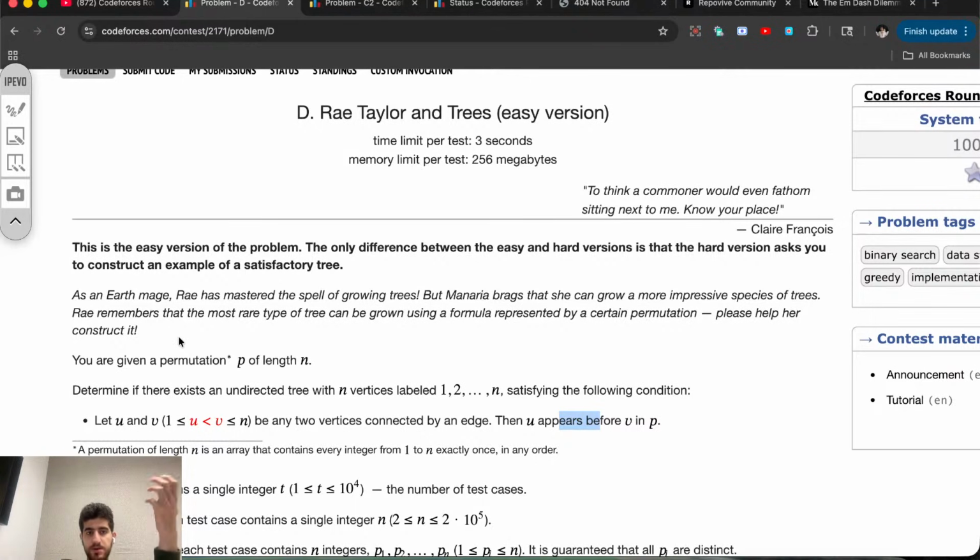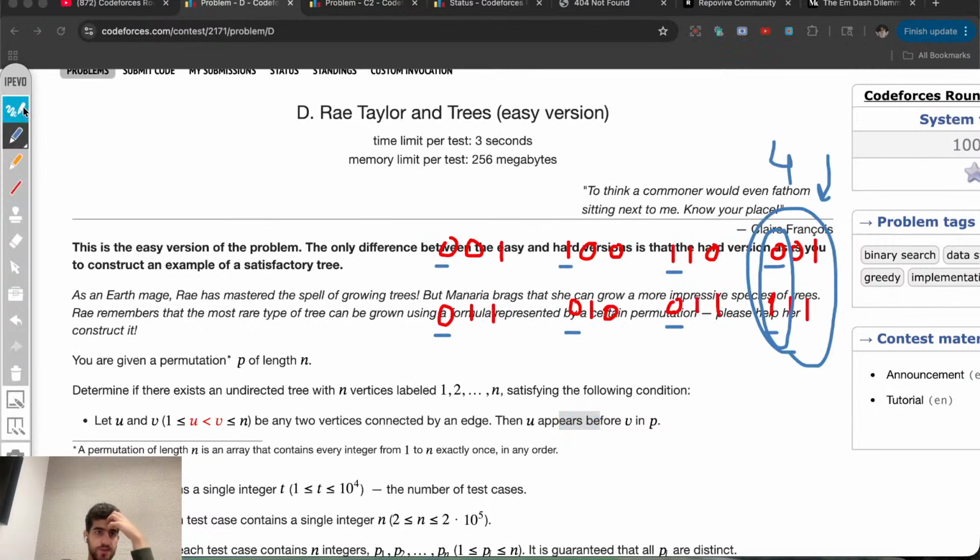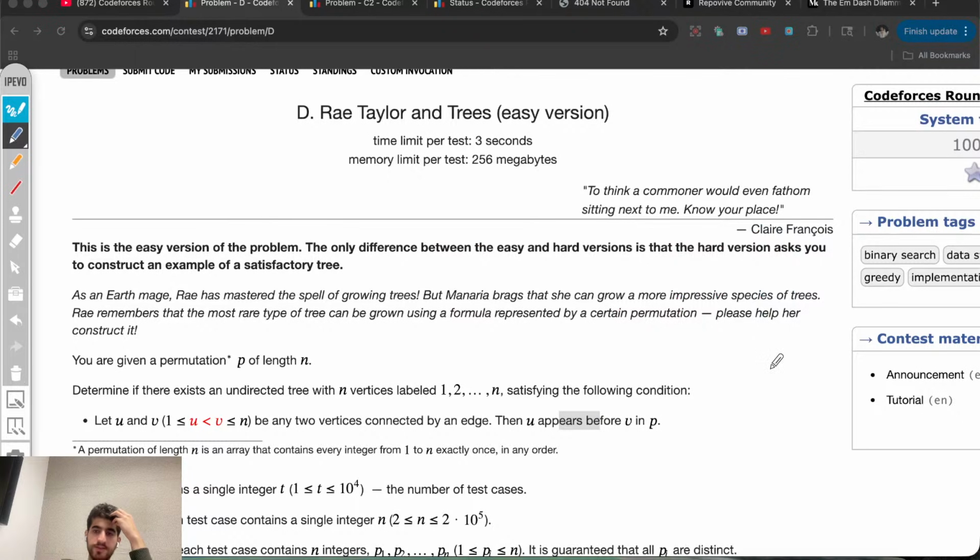We have a permutation P. We want to construct a tree such that if there is an edge between two vertices like U and V, they should be in order in the permutation. I mean, if U is less than V, U should come before V in permutation P. So if there's an edge between two numbers, it cannot create an inversion. Right? That's the main thing.